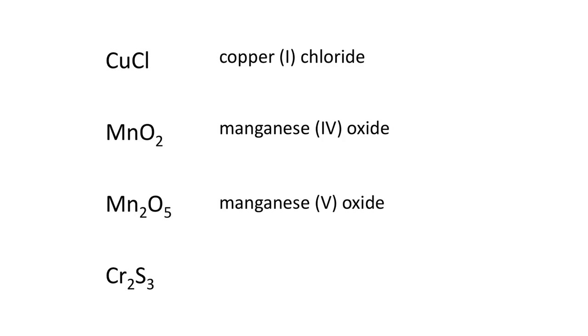Looking at the last example, sulfur tends to form ions with the charge of -2. There are 3 sulfur ions, which means the total negative charge from the anions is -6. That means that the positive charge on each chromium ion needs to be +3 in order for this compound to be neutral. So the name of this compound would be chromium 3 sulfide.